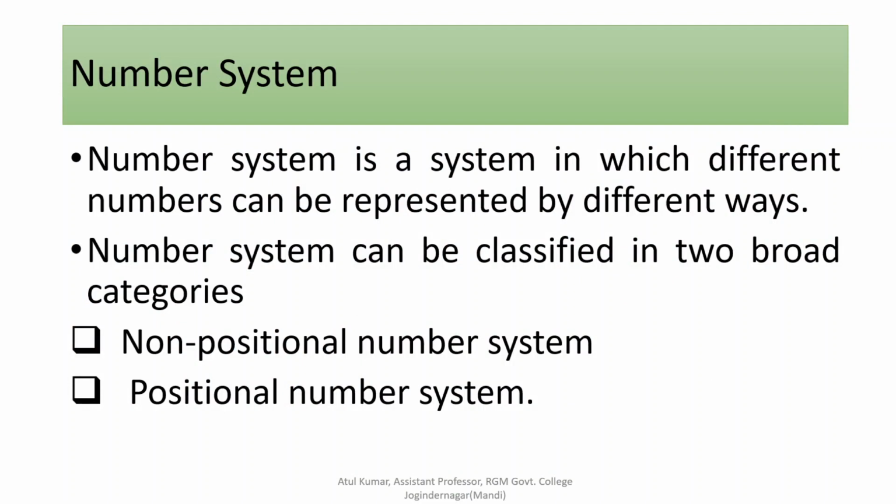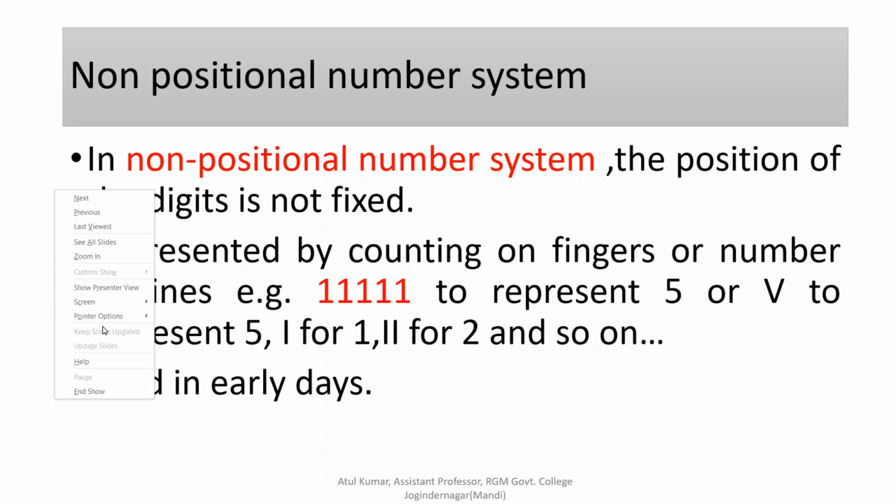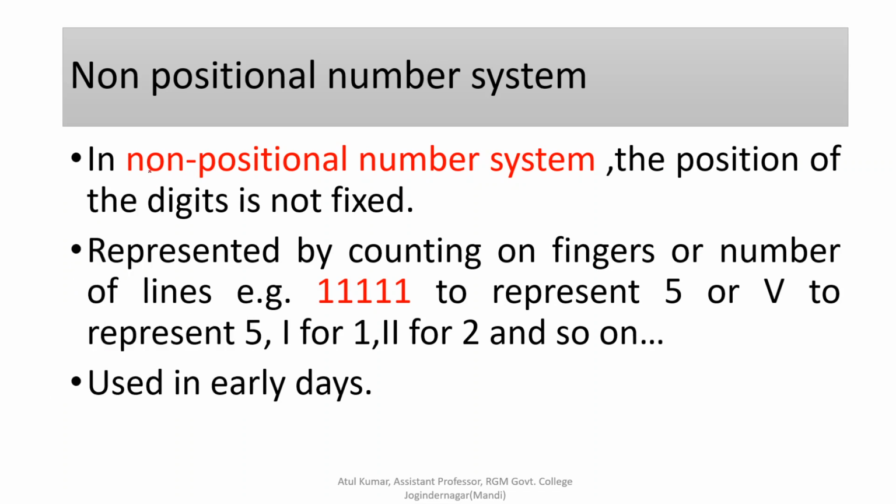Basically, number system can be classified into two broad categories. One is non-positional number system and the second is positional number system. So firstly I will discuss non-positional number system. In a non-positional number system, the position of each digit is not fixed. So it is basically represented by counting on fingers or numbers of lines. For example, we have five ones to represent 5, or we have a symbol 5 to represent 5.